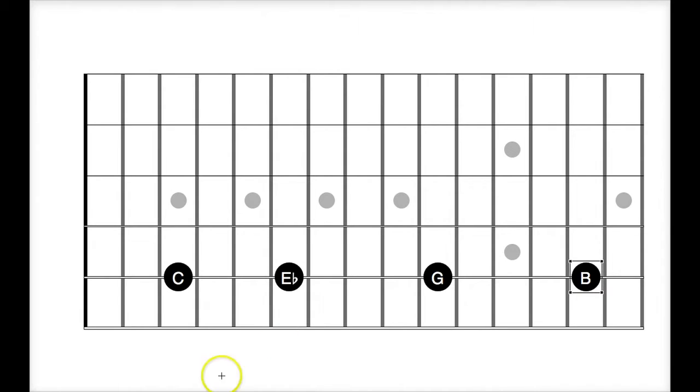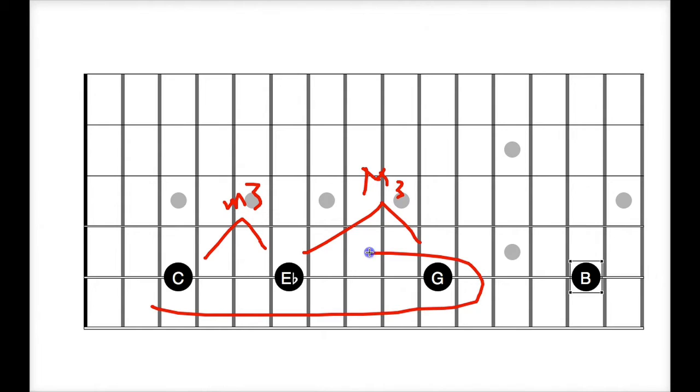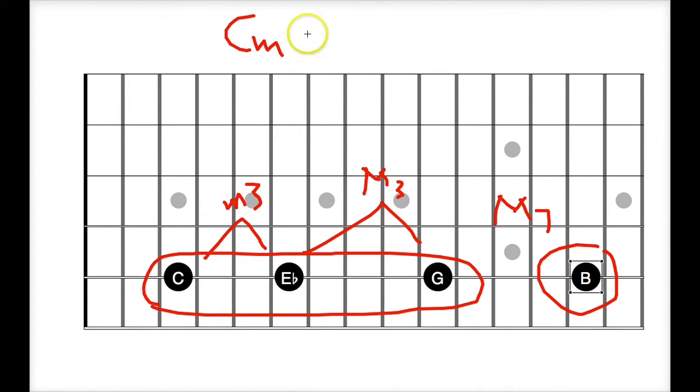So if we're looking at this and we're thinking, okay, what chord is this? Well, we've got a minor third, so that gives us a clue. It's either a minor chord or a diminished chord. Then we've got a major third right here, okay? Well, that's easy. That right there, C, E flat, G, that is a minor chord. Really easy, right? So C minor. But then we got this. We got a B. And when we look at this, the interval from C to B is a major seventh. So that means what we have here is a C minor major seventh chord.